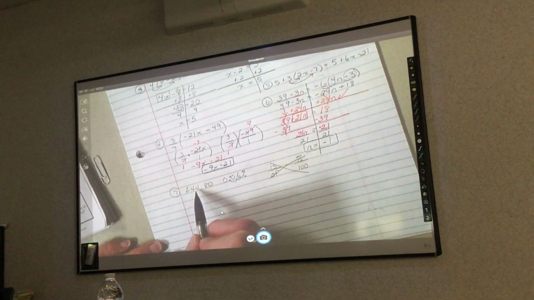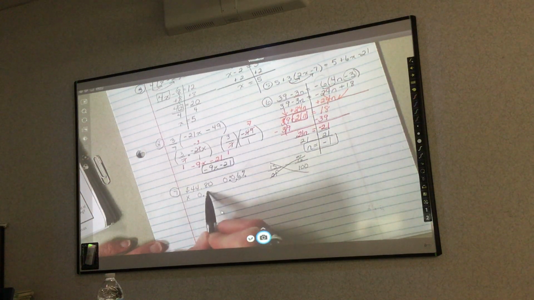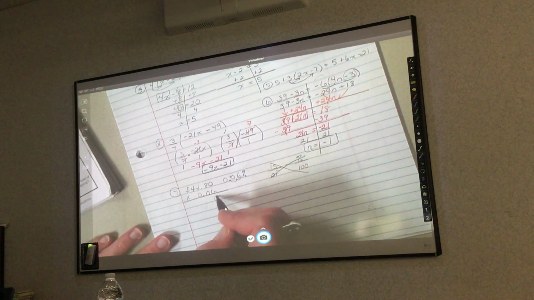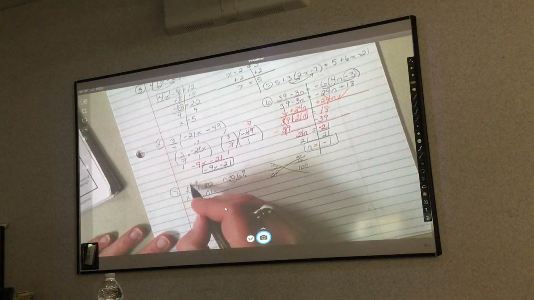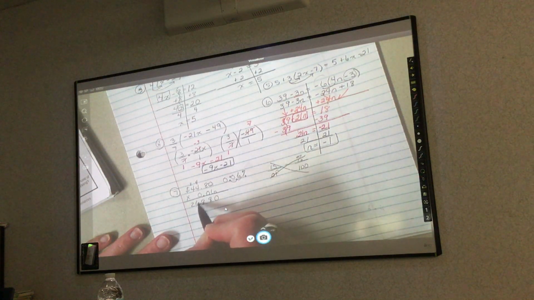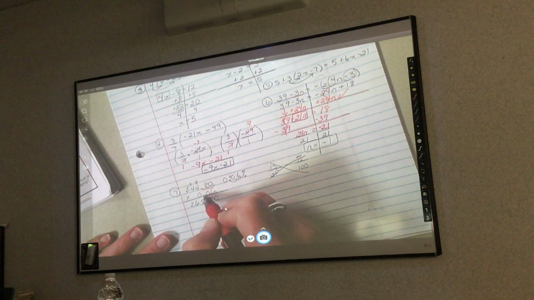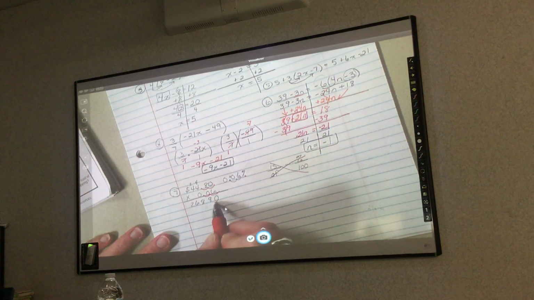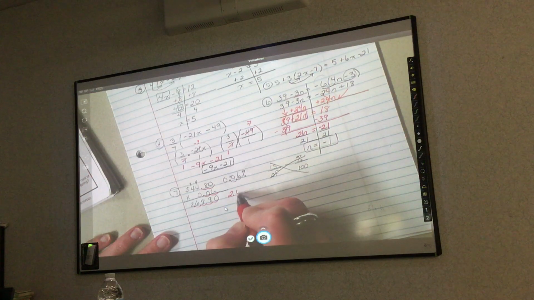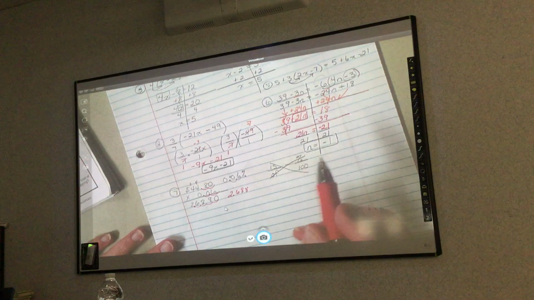So I take the $44.80 times 0.06. I do my multiplication, that's 0, 48, 28, 26. Count your decimals: 1, 2, 3, 4. So I've got $2.68. Can I have that as an amount?